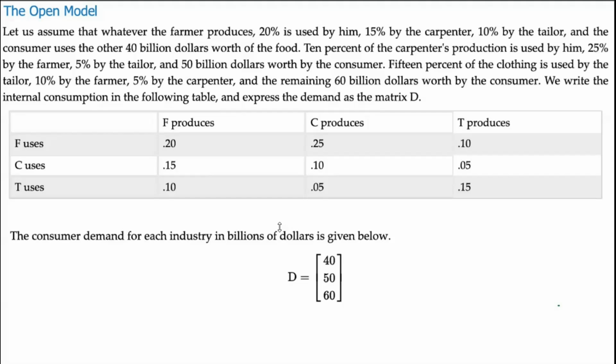And similarly, they go on to say, well, what about the carpenter? Whatever he is producing, 10% he uses, 25% is used by the farmer, 5% is used by the tailor. And $50 billion worth of what he produces is available to the consumer, right? And then it goes on to talk about the tailor now, right? 15% of the clothing is used by the tailor himself, of all that he produces, 10% by the farmer, 5% by the carpenter, and he has a surplus of $60 billion that the consumer is free to use, right?